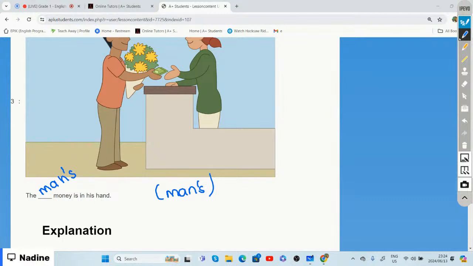Remember, you're going to have to add your apostrophe and your S. If you're not adding your apostrophe and your S, then it means that it is more than one man.